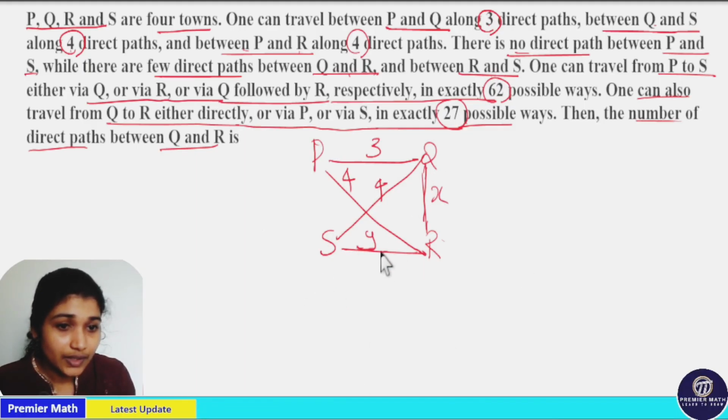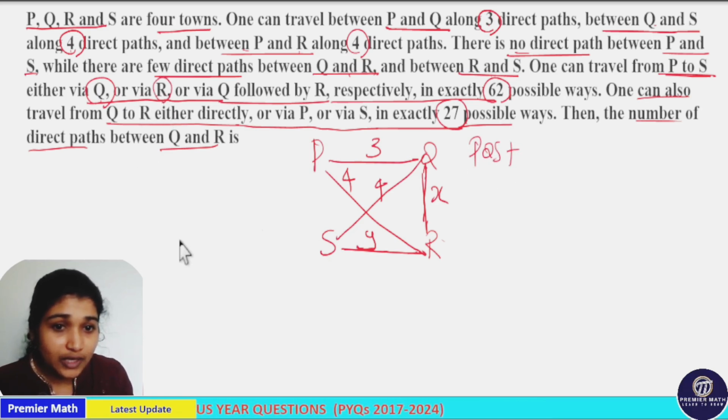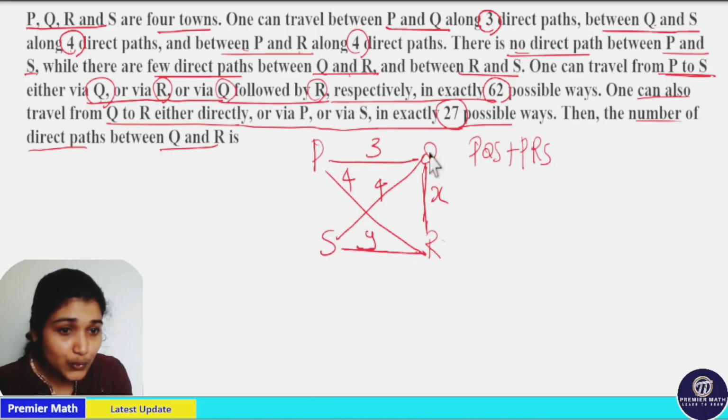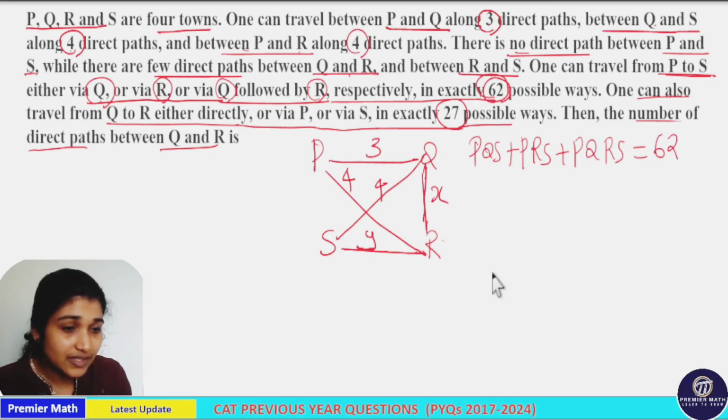Now, from P to S, one can travel either via Q, which means PQS, or via R, which means PRS, or via Q followed by R, which means PQRS. Now this is a total of exactly 62 ways. So the sum of these is exactly 62 ways.